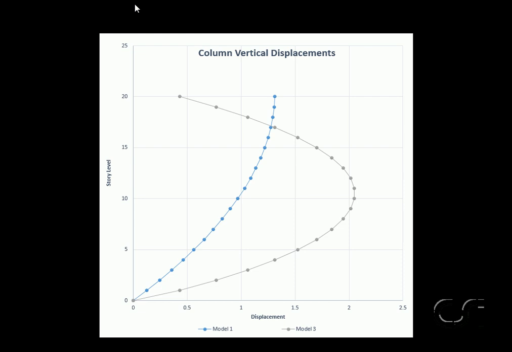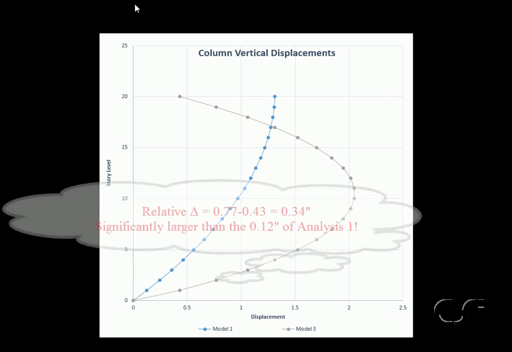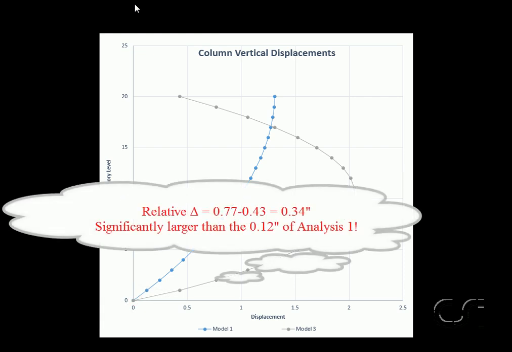In case 3, however, the displacements are much larger. At the top of story 2, the displacement is 0.77 inches, and the displacement at the top of the first story is 0.43 inches, resulting in a relative deformation in the story of 0.34 inches, nearly 3 times larger than the relative displacement obtained for analysis case 1.